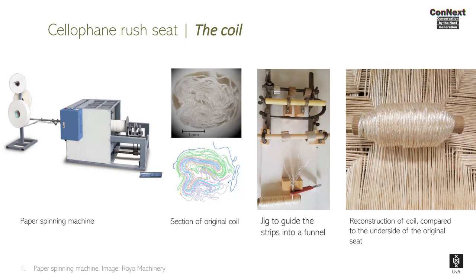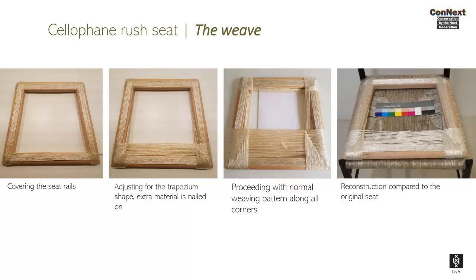For my treatment and for making a mock-up, I have tried to replicate the coil and use the jig where I could guide and merge the strips, but that was quite hard, and you see that the result is still considerably coarser than the original, here against the underside of the seat that was in treatment. The coil that I made, I was only able to produce 100 meters and then my wrist started to protest. I used it to make a reconstruction of the seat pattern.